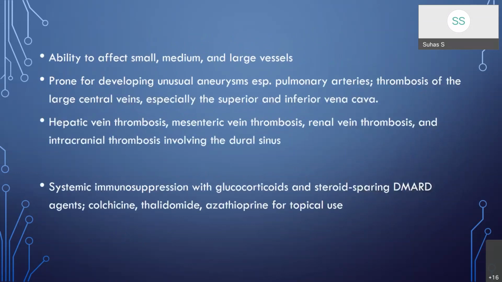This can affect small, medium, and large vessels. And patients are prone to developing unusual aneurysms, especially in the pulmonary arteries. And they're also prone to developing thrombosis of large veins, especially the superior and inferior vena cava. Hepatic vein, mesenteric vein, renal vein, and even intracranial dural sinuses can also be involved, and thrombosis can happen. Venous thrombosis is more commonly seen than arterial involvement. Systemic immunosuppression with glucocorticoids, DMARDs, and thalidomide have all been used.